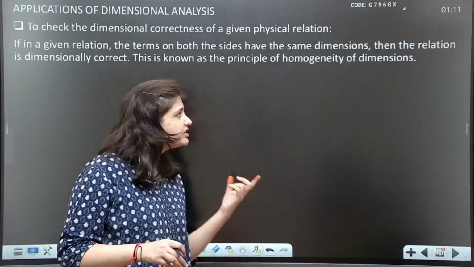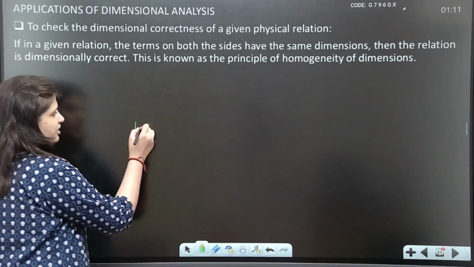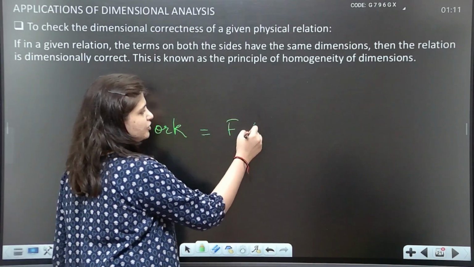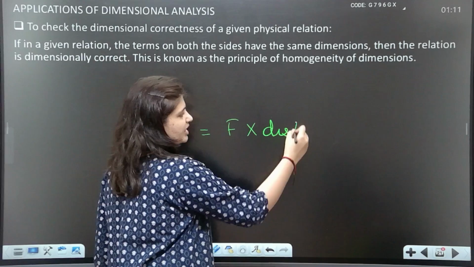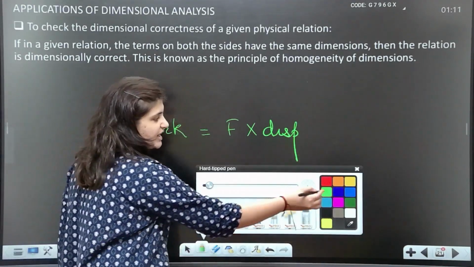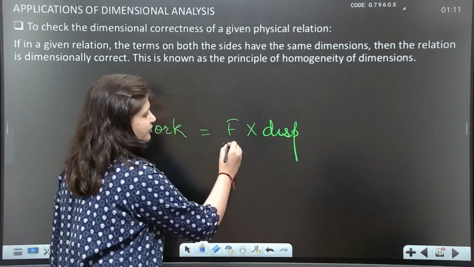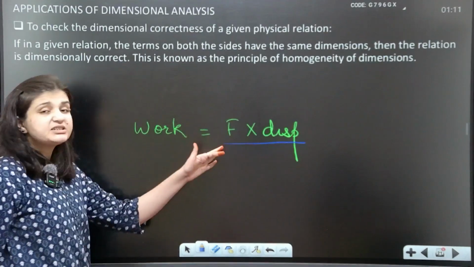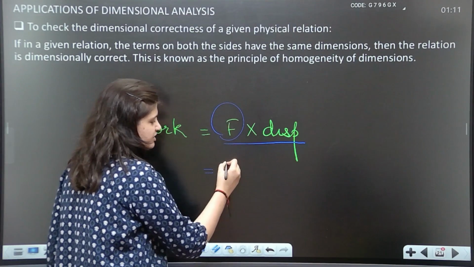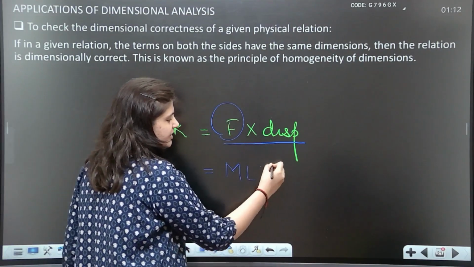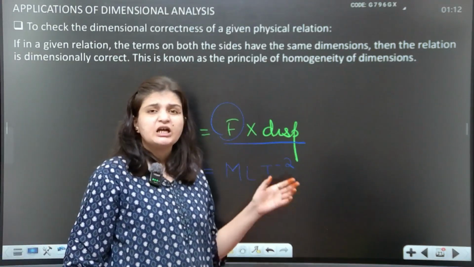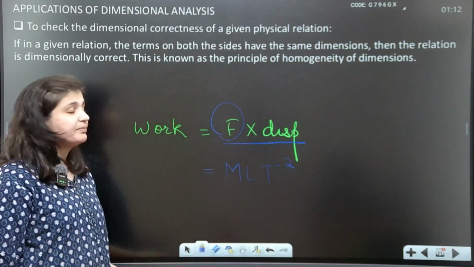Like if we have the quantity work. What is work? Work is force into displacement. So for the work done, we have force into displacement. What is the dimension of force? It is M L T to the power minus 2. So this is the dimension of force.